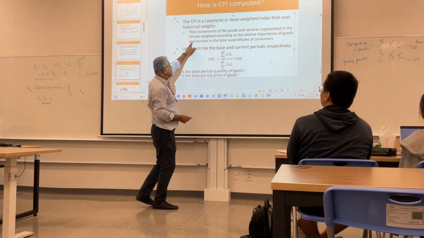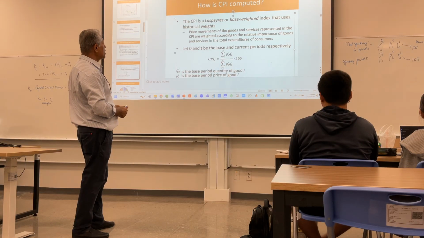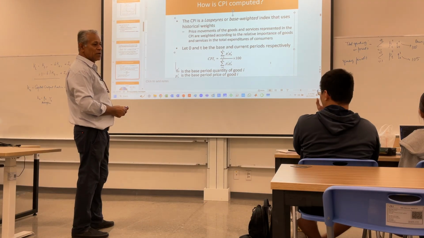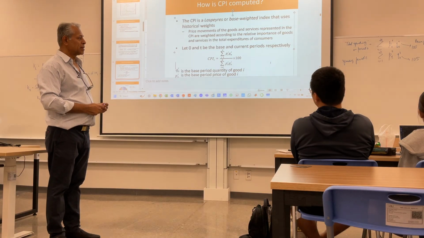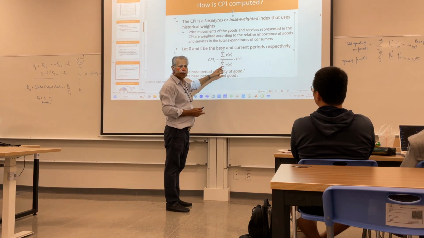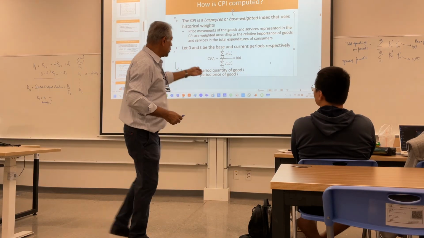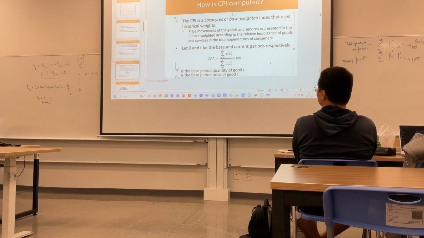Look at this statement here. It says price movements of goods and services represented in the CPI are weighted according to their relative importance of goods and services in the total expenditure of consumers. What does that statement mean? How is this statement related to this formula? There's something it says about weighted, but where are the weights in here?